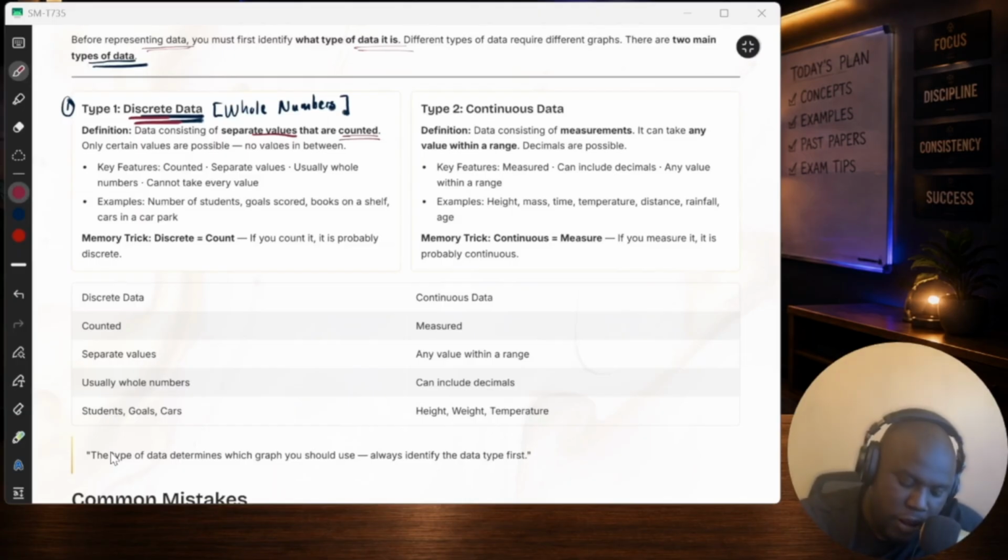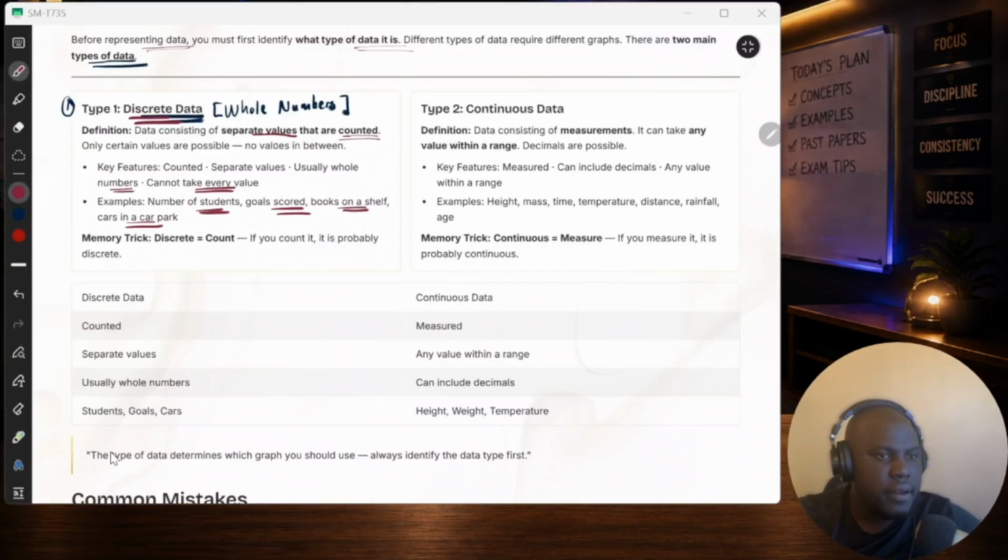Here, the number of students, the goals that have been scored, the number of books on a shelf, the number of cars in a car park. They can only take whole numbers. They cannot take every value. Okay? So discrete data is to represent counted values. If anything is counted, then it is discrete.